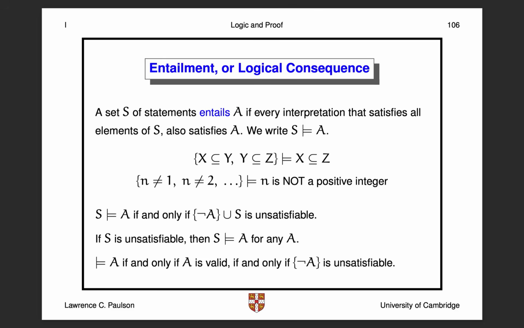Finally, A is a valid formula. We have already seen that a valid formula is one that holds in all interpretations. Now we see how we can write it, and now we see that a valid formula is one that is entailed by the empty set. And this is equivalent to the set containing the negation of A being unsatisfiable. All of these properties hold immediately, essentially from the definitions.